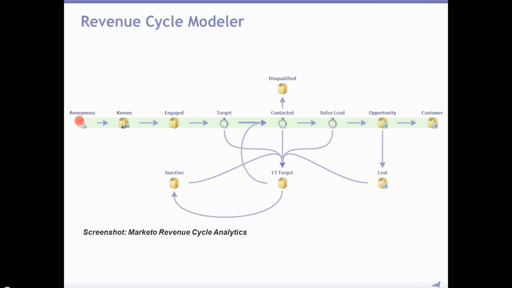The other thing you get with marketing automation is the ability to really start to understand the revenue cycle. So this is a typical revenue cycle. This is actually Marketo's own internal revenue cycle that we use for our business. The green line down the center is what we call the success path. So we see how people can enter our system and be known, anonymous to known, to engaged, to target, to contacted, to sales lead, opportunity, customer.